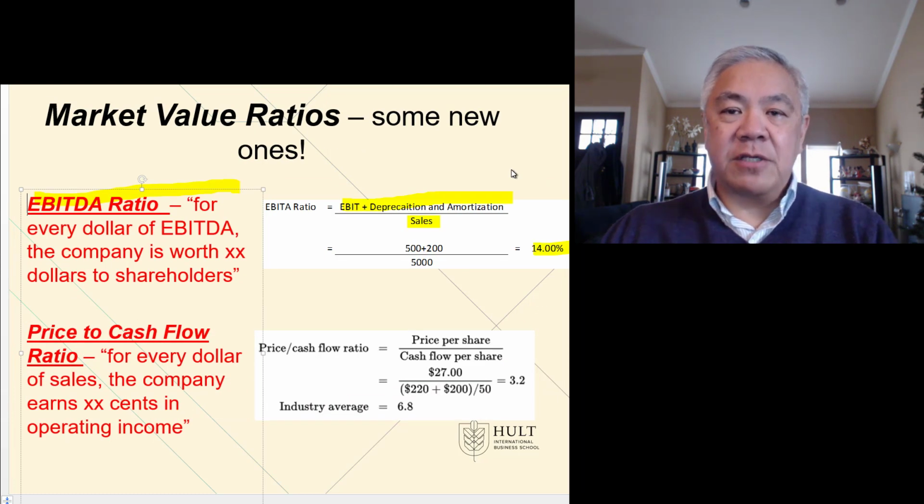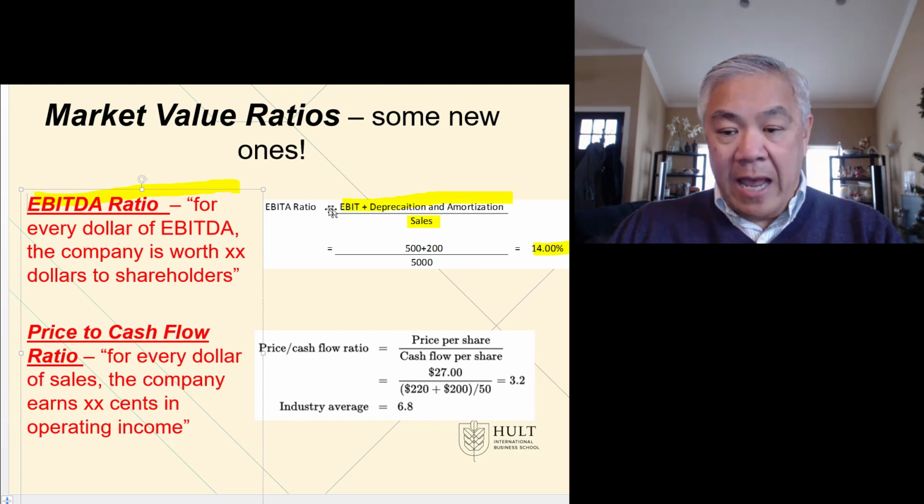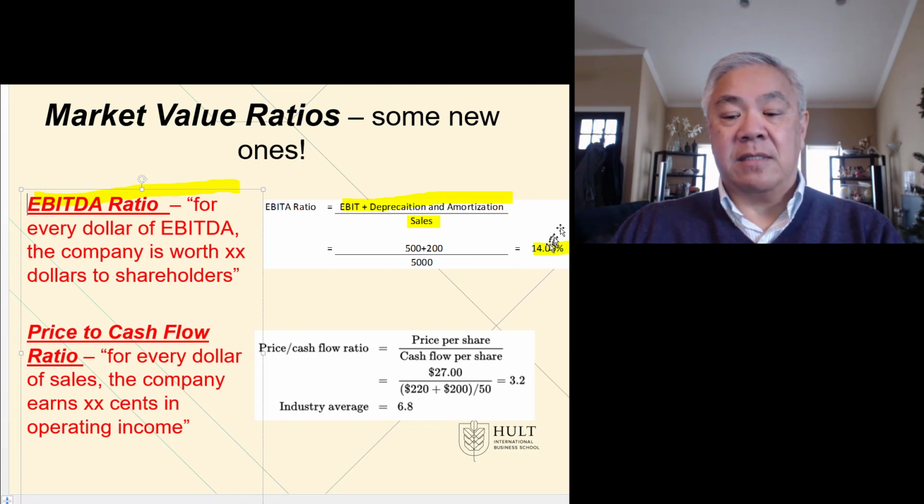All right, the next set of ratios we'll look at include the EBITDA ratio. EBITDA ratio is EBIT, which is earnings before interest and taxes. We add back depreciation and amortization. And so we divide that by sales and we get 14%. So for every dollar of sales, we make 14 cents in terms of cash flow. And EBITDA is a shorthand used by finance people to signify cash flow.